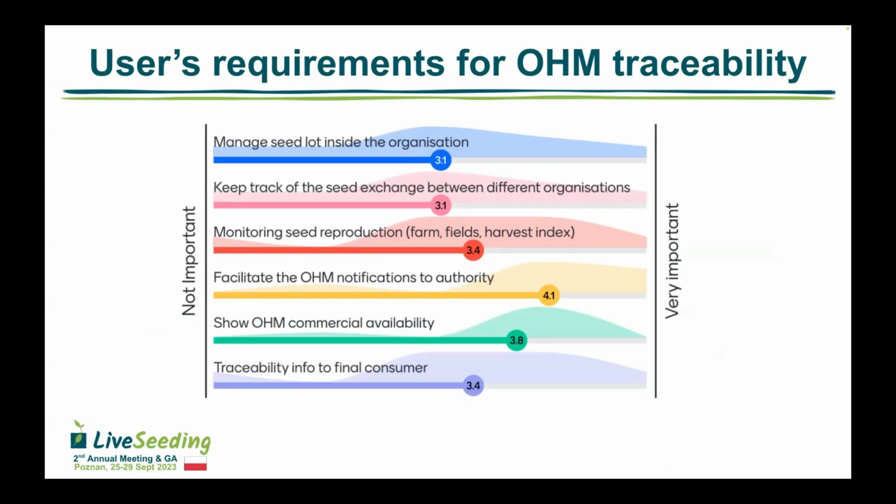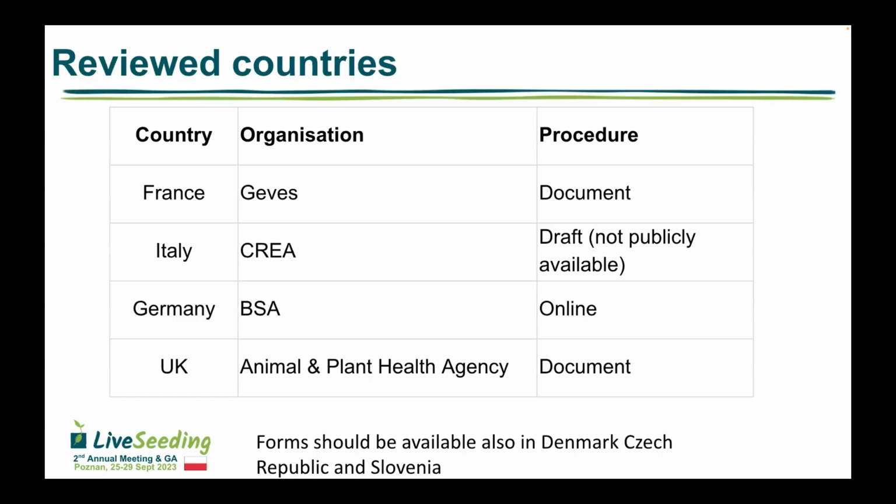We collect information about what the main requirements are from the user point of view, and facilitating OHM notification was the top graded function. So we focus a bit on this. I show you some preliminary analysis we have collected from four different countries: France, Italy, Germany, and UK. What data is needed by the notification? They are very similar.